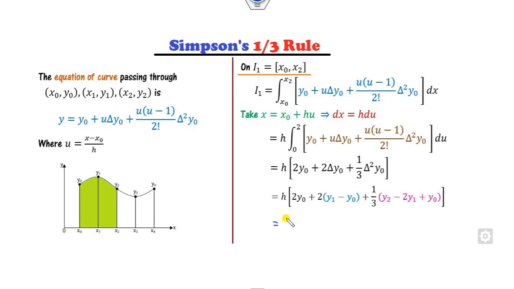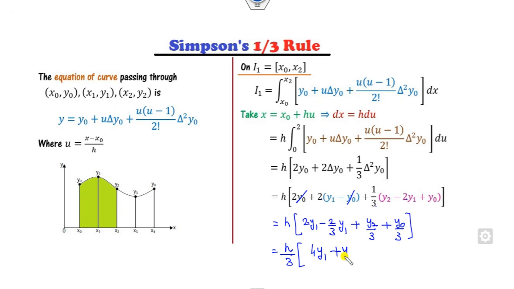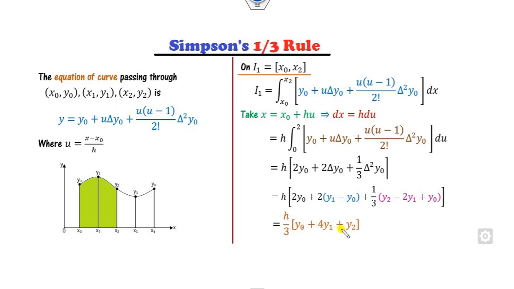Now if I open this bracket, what will happen? This y0 will be cancelled, 2y1, and it will be minus 2 over 3 y1, plus y0, y2, plus y0 over 3. I can take 3 as LCM, and outside is h over 3, (y0 plus 4y1 plus y2), or I can write y0 first and then the rest. So this is the integration of this curve.